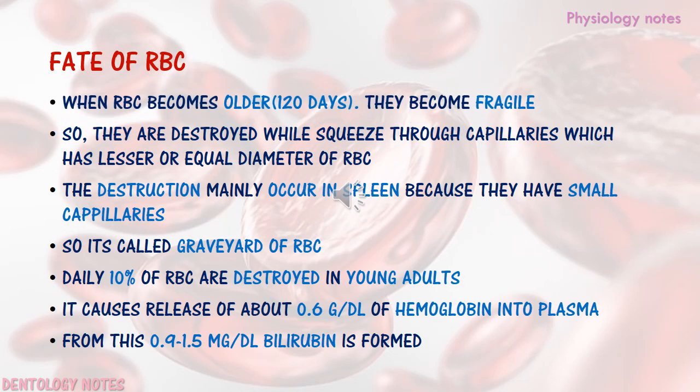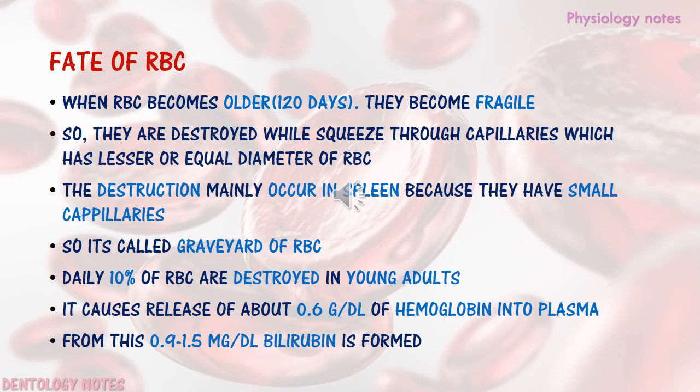Fate of RBC. When RBC becomes older, 120 days, they become fragile. So, they are destroyed while squeezed through capillaries which have a diameter lesser than or equal to that of RBC. The destruction mainly occurs in the spleen because it has small capillaries. So it's called the graveyard of RBC.